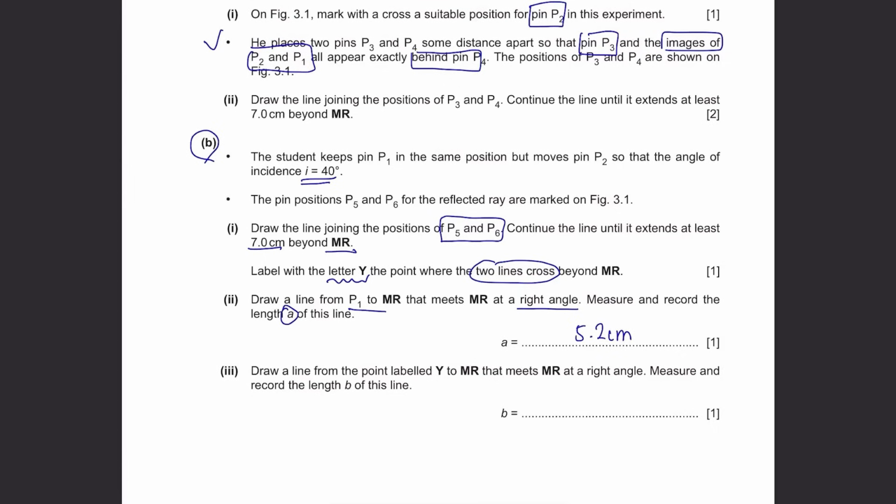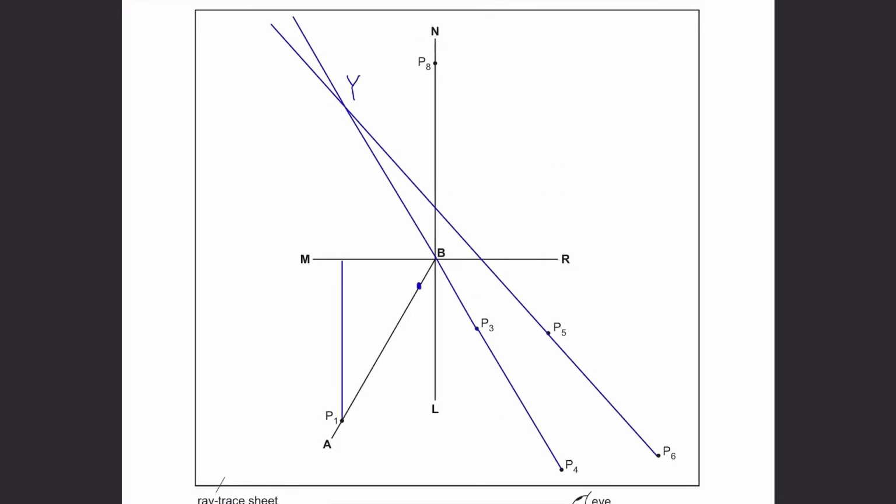Draw a line from the point labeled Y to MR that meets MR at a right angle. Measure and record the length B of this line. From point Y to MR, this is where they meet at 90 degrees. Measure this line, and again, remember it all depends on your diagram, there's no fixed answer. Just make sure you drew straight lines according to the instructions and measured it correctly. I got 5.2 cm, same as A.